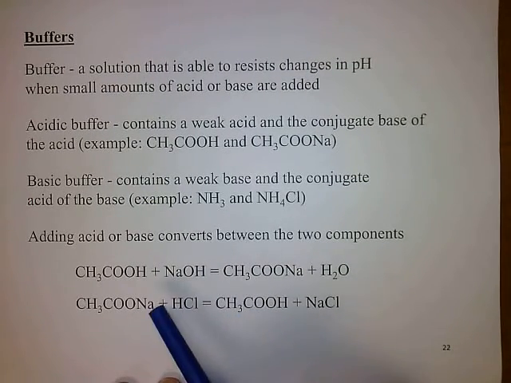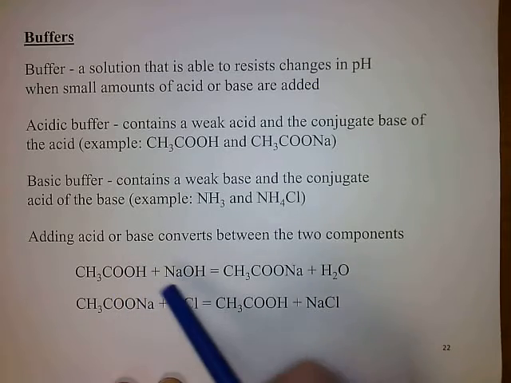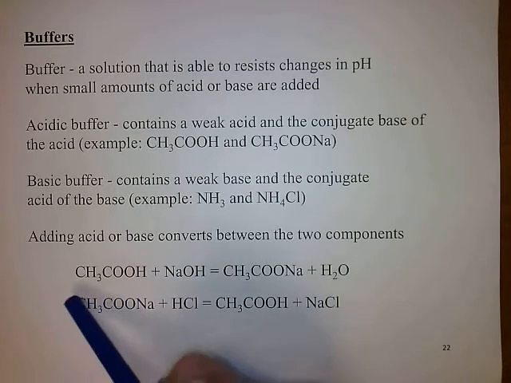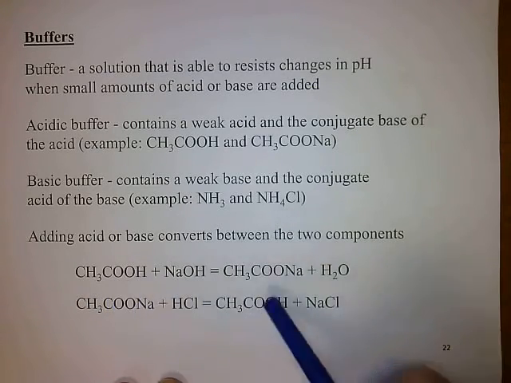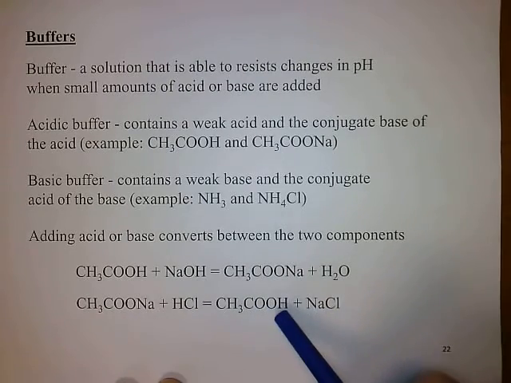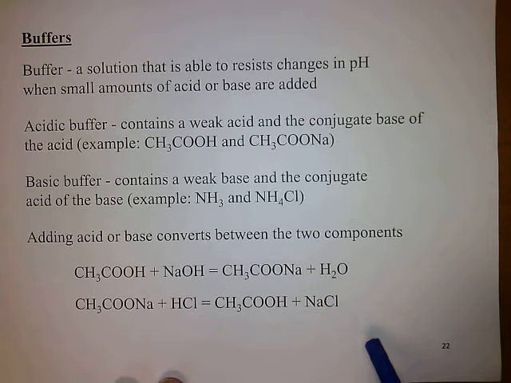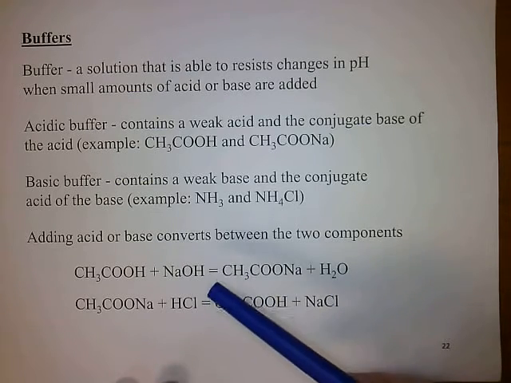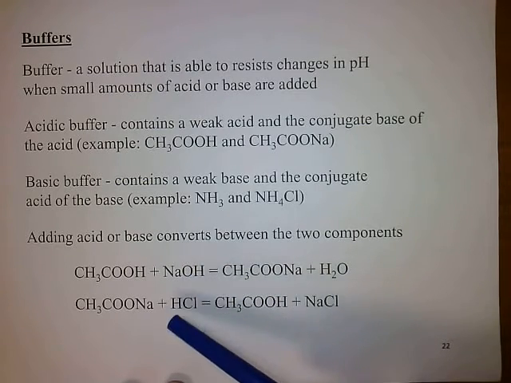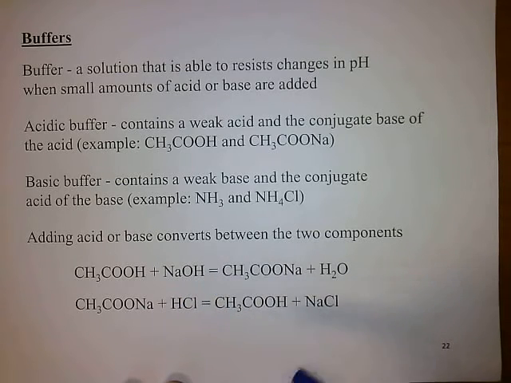Okay, so you either wind up converting acid into conjugate base or conjugate base into acid. Adding acid or base converts between the two components. Whereas, let's say if you dump HCl or NaOH in pure water, you'll change the pH dramatically. Here, not so much, because you're converting between the two forms.